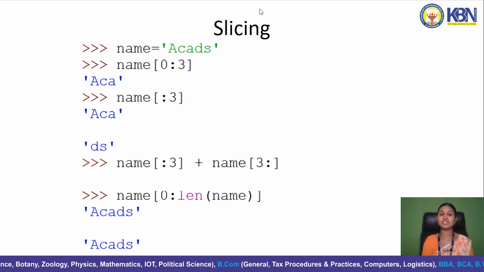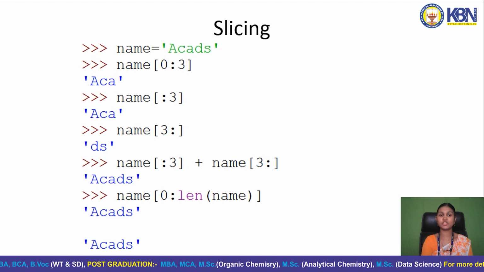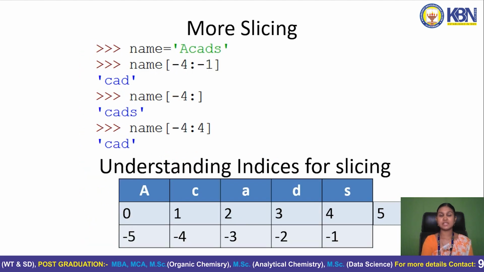I am not giving the starting value. I am giving only the last value, but by default it will take the starting value as 0. In the second one you can see that I have given only the starting value, but I have not given the second value. The last value we need not give; it will automatically be taken as the length of the string. And the next one is more slicing operators.